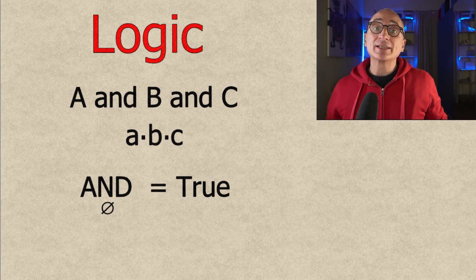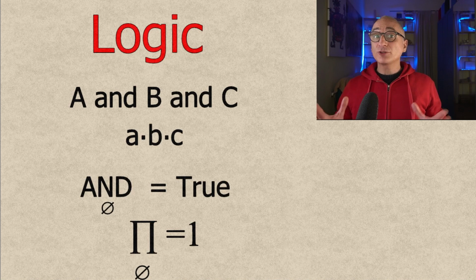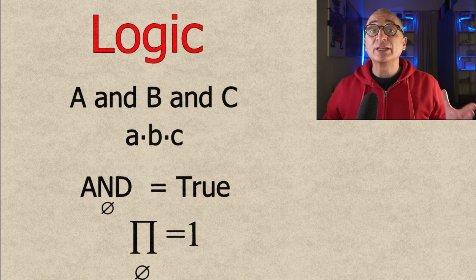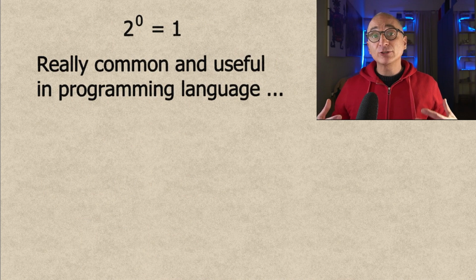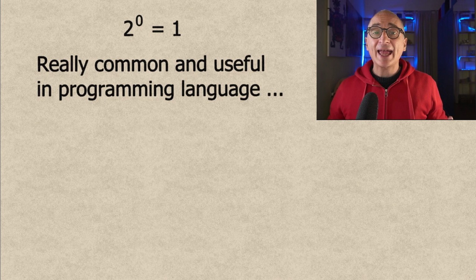And likewise, the empty product of an empty set of numbers is 1. So 2 to the power 0 must be 1 because when you have nothing to multiply, you get 1. And that's very useful also in programming languages and in combinatorics, and everybody agrees that that's really useful.